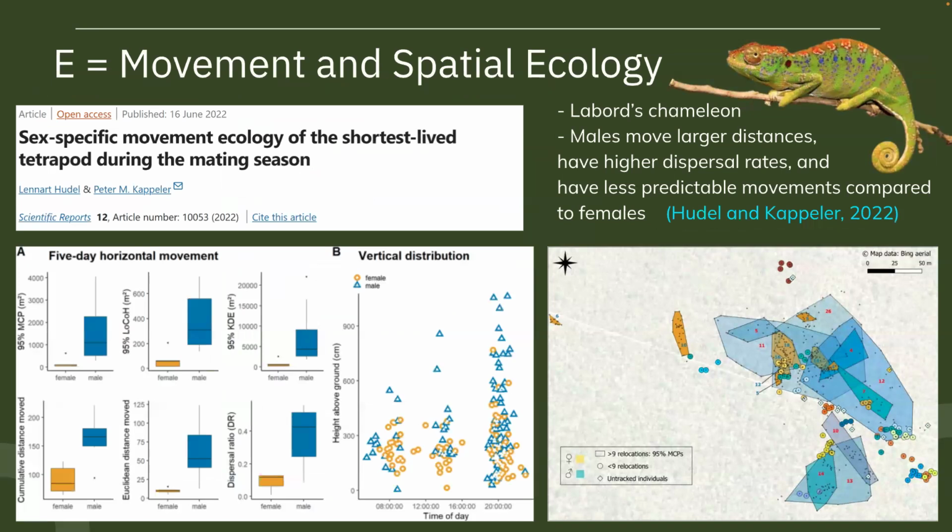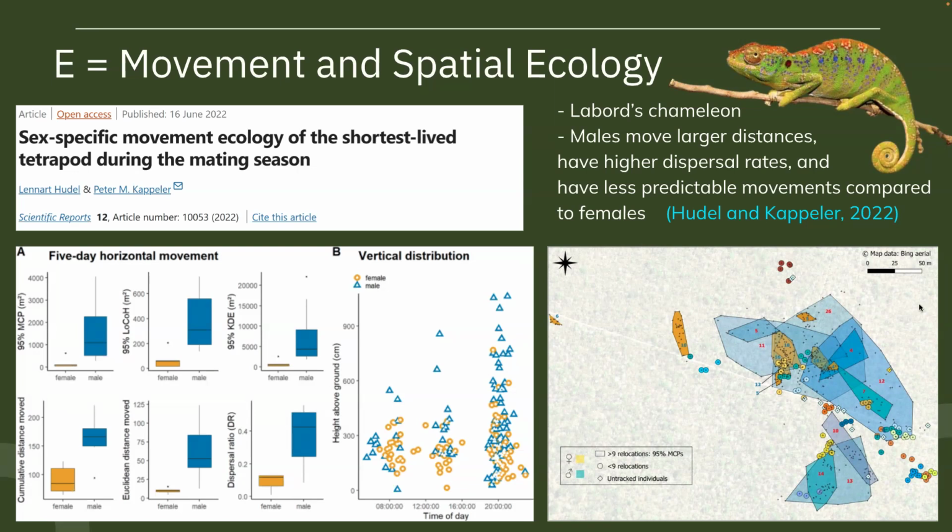For movement and spatial ecology, I found this interesting article about the Labord's chameleon, which is the shortest living tetrapod, living about 4 to 5 months. This study focused on their mating, which takes place within only a few weeks. They wanted to see if there were sex-specific movements. To do this, the study took place in Western Madagascar, and chameleons were equipped with small radio transmitters, and they were tracked, observed, caught, and measured.